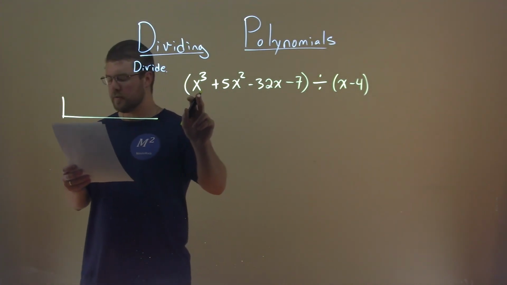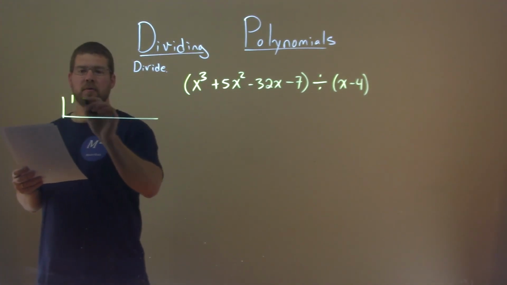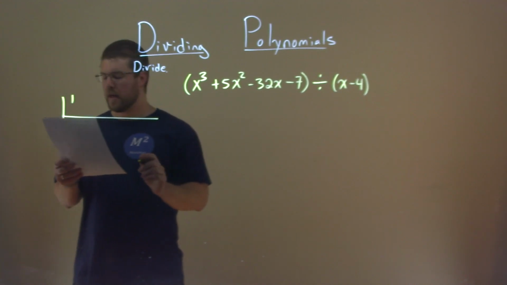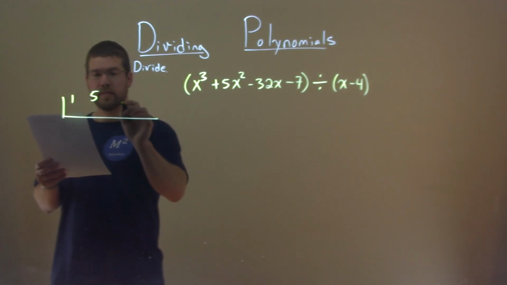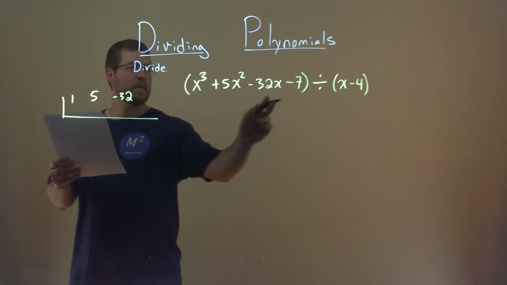Look at the coefficients. In front of the x to the third power, we have a 1. In front of the x squared, we have a 5. In front of the x, we have a negative 32. And lastly, we have a minus 7.